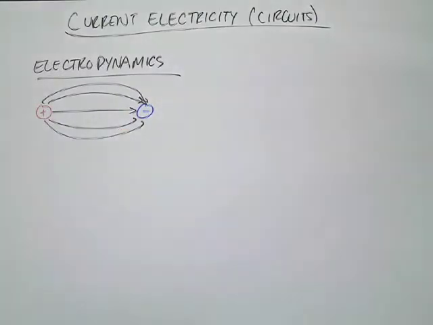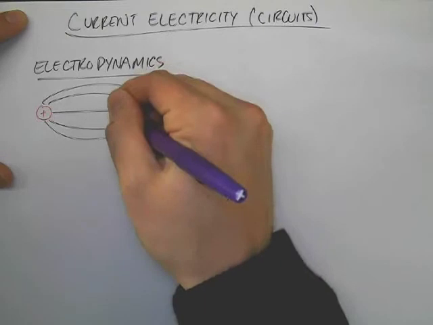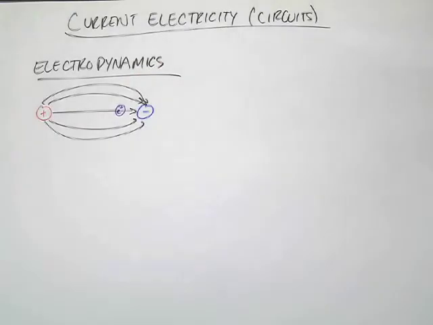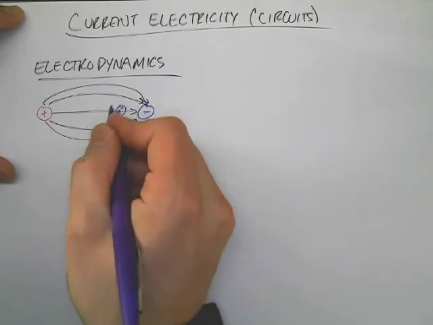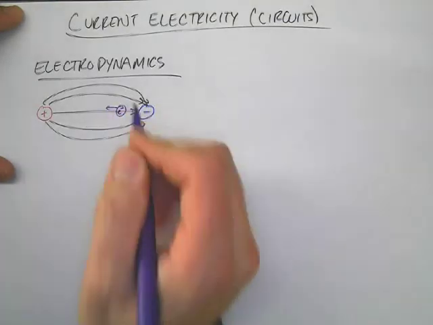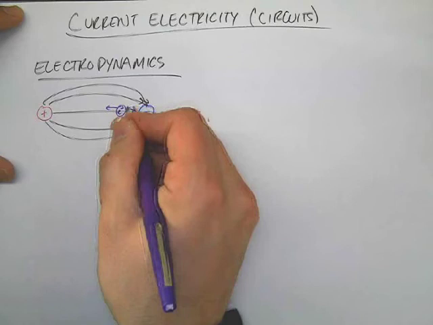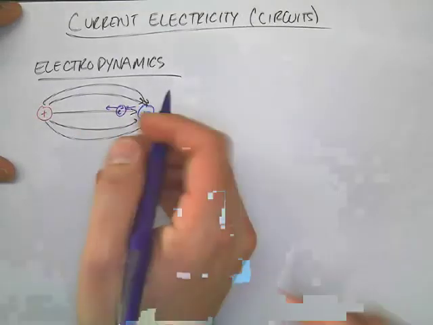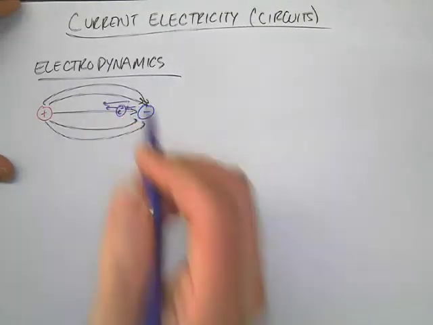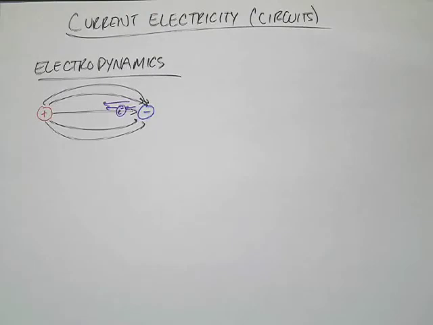Now, what I want you to picture here is what would happen if I put an electron in the middle of this field. And I'll use purple for my electron. So, if I put an electron in this field, what would happen? Well, it would be attracted to the positive charge as well as being repelled by the negative charge. So what would happen is you would have a force acting on it in the direction of the positive charge. Now, because of that force, the electron would actually move in that direction.